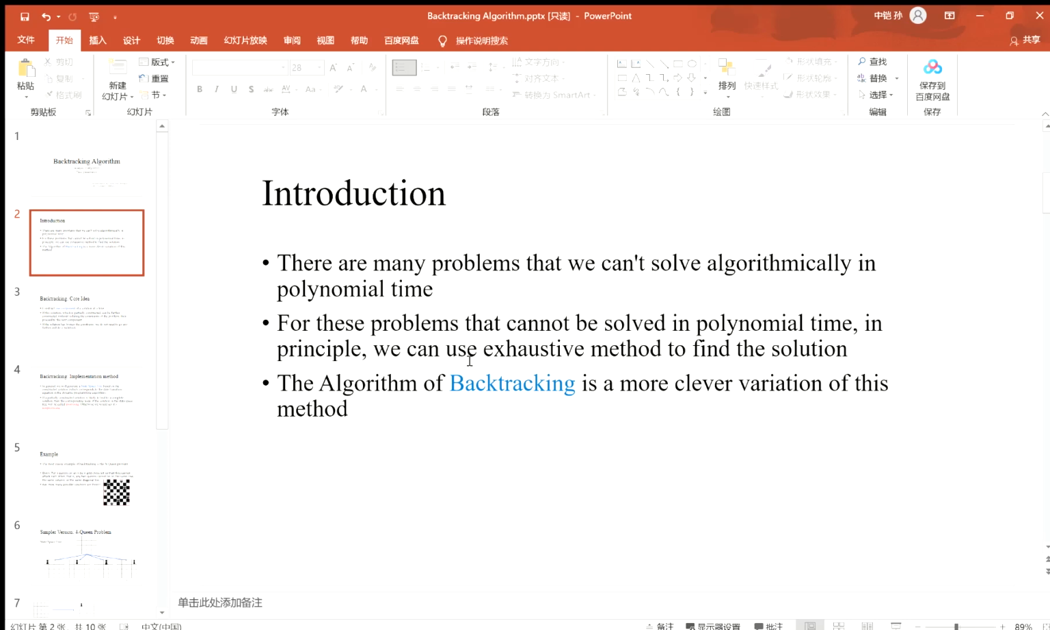Dear Professor, the topic we're going to talk about is the backtracking algorithm. As for the questions that cannot be solved in polynomial time, we can use the exhaustive method to find a solution. That is the brute force algorithm, since in some cases we have no option but to use brute force, even if it has a very bad time complexity. However, in most cases, backtracking is a much better choice.